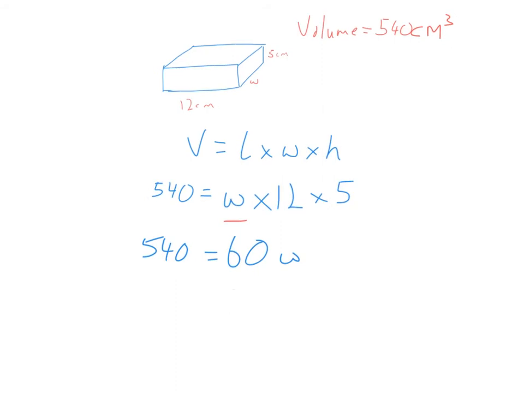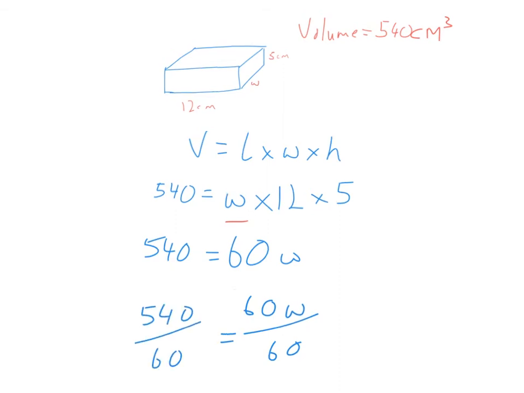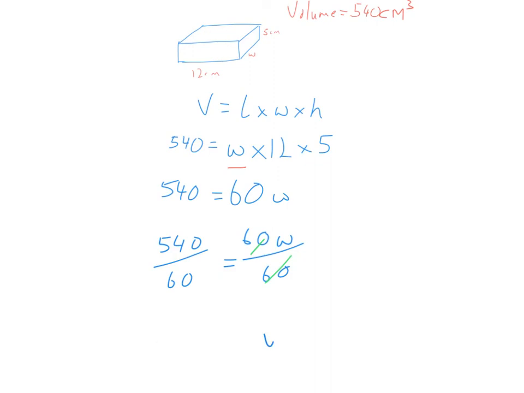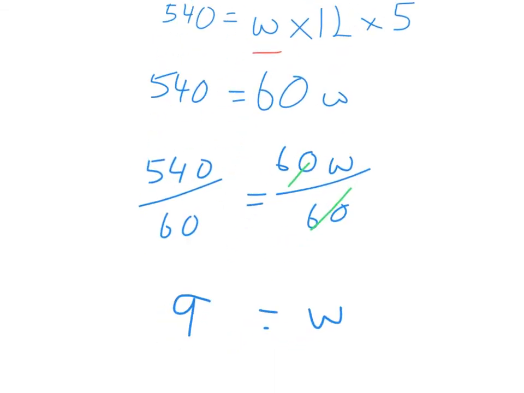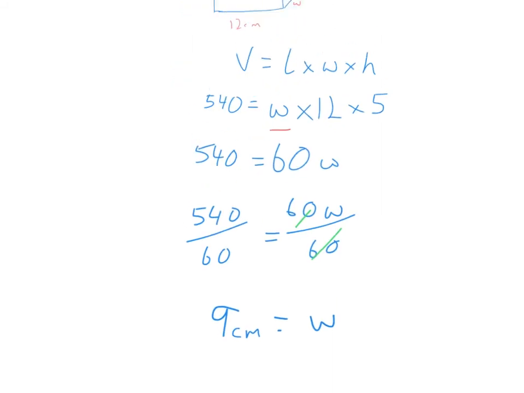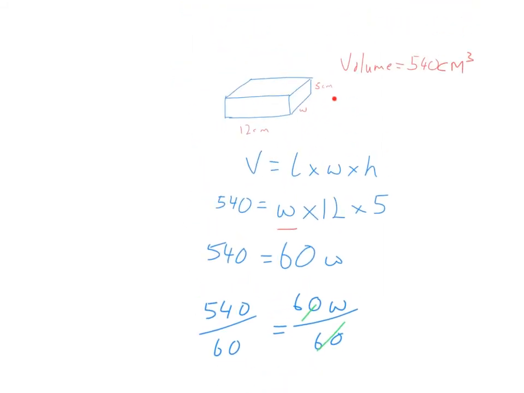Now to get W by itself, we're going to have to divide both sides by 60. On the right hand side, these two will cancel. So we'll get W is equal to 540 divided by 60, which gives us 9. And now we're looking to put a unit in as well, because we're talking about measurement, so it's going to be centimeters. Again, we get centimeters because that's the unit we were dealing with in the question.